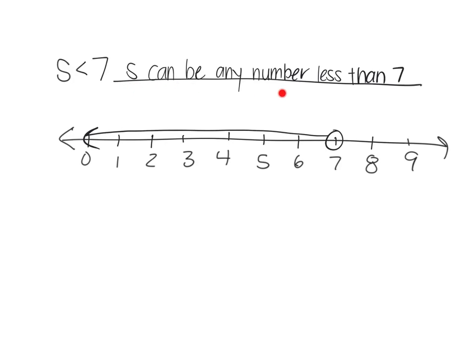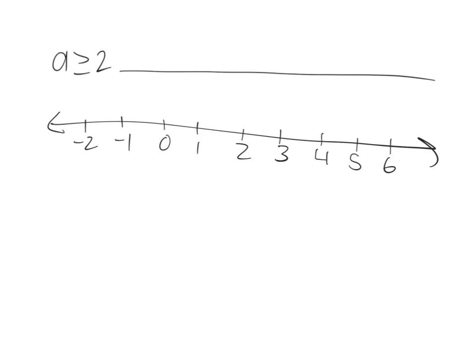S can be any number less than 7, and I graph it. The circle is at 7. It's not colored in because it can't be equal to 7, and it's anything smaller than 7, so my line goes in this direction. If you got something wrong, check to see what went wrong for you and how you could fix it. Here's our next one.